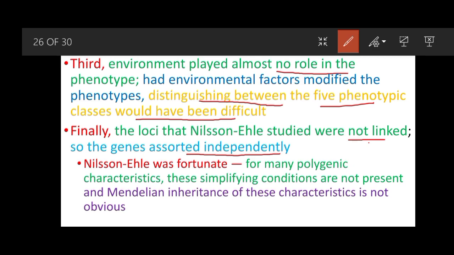So Nelson was fortunate. For many polygenic characteristics, these simplifying conditions are not present, and Mendelian inheritance of these characteristics is not obvious. Nelson was fortunate, but there are many traits which are polygenic where simplifying conditions are not present. Therefore, those traits cannot be studied like Mendelian inheritance.